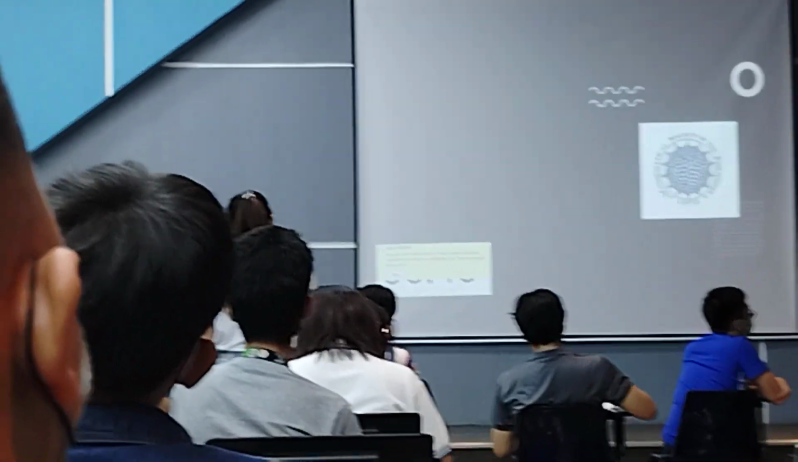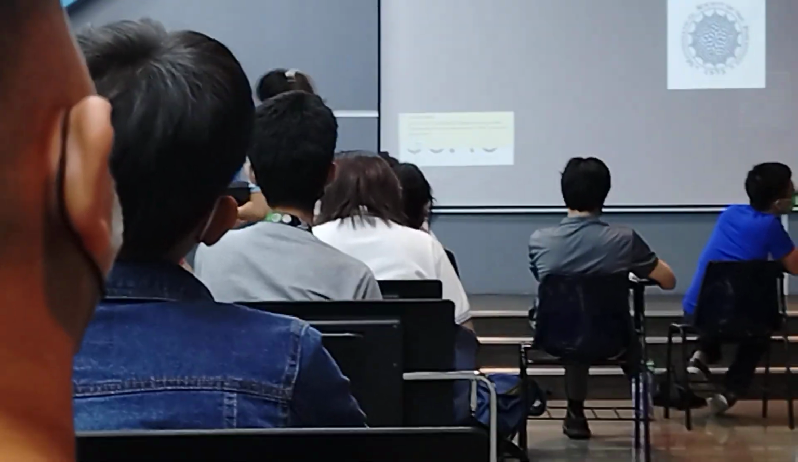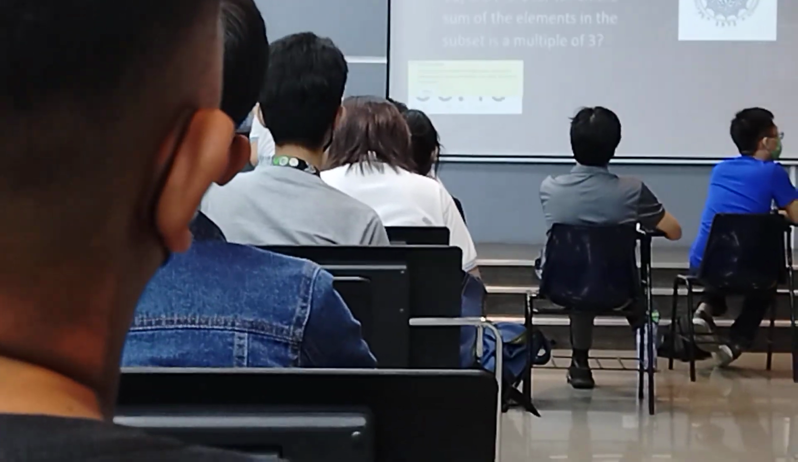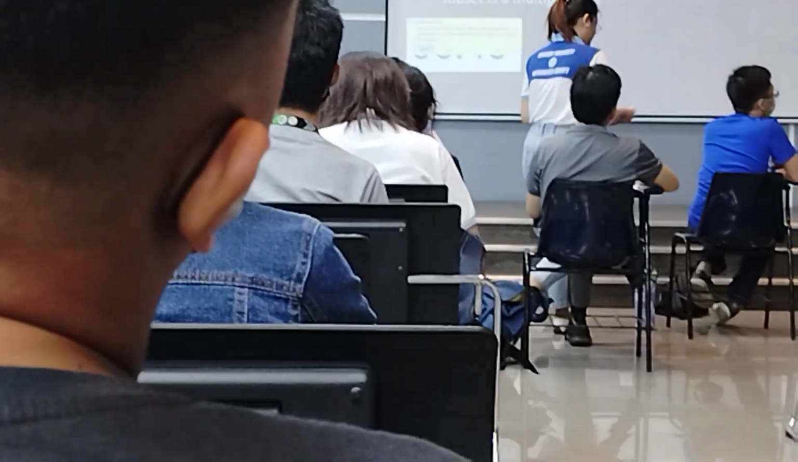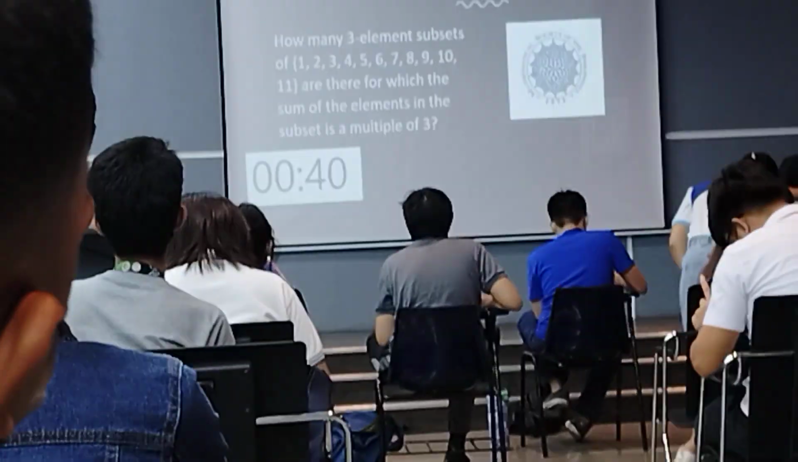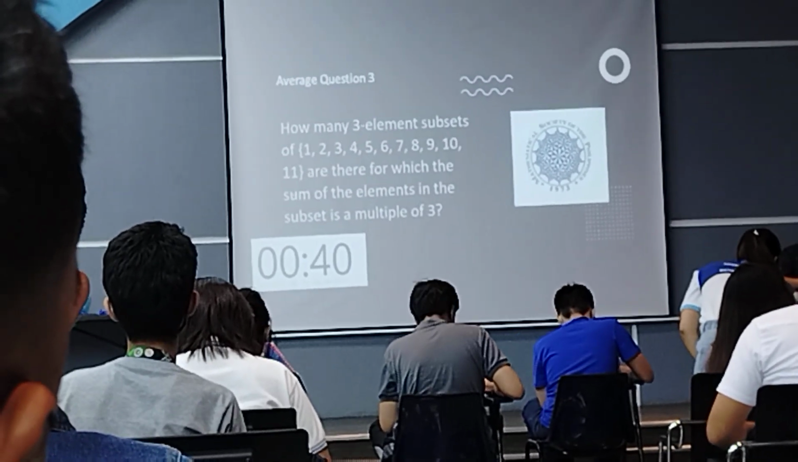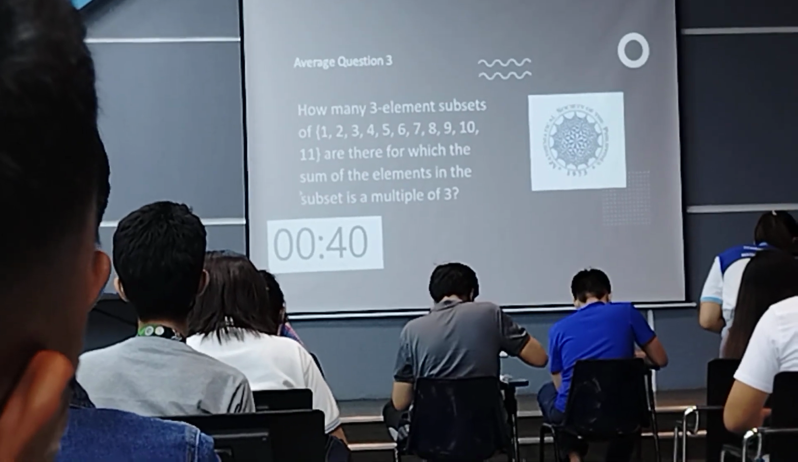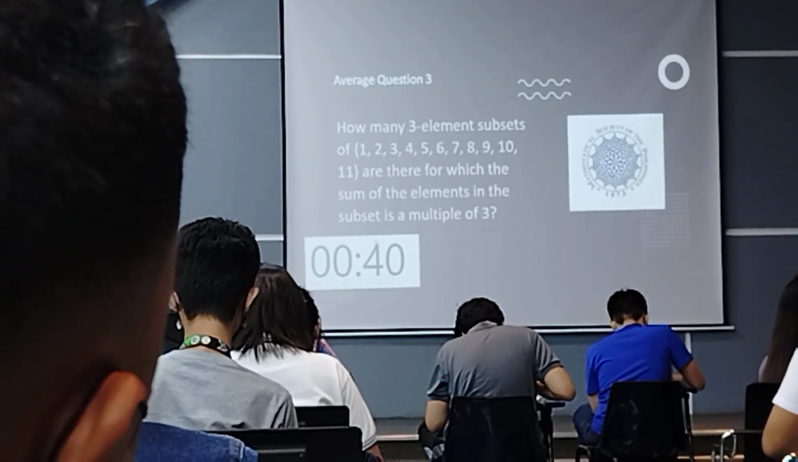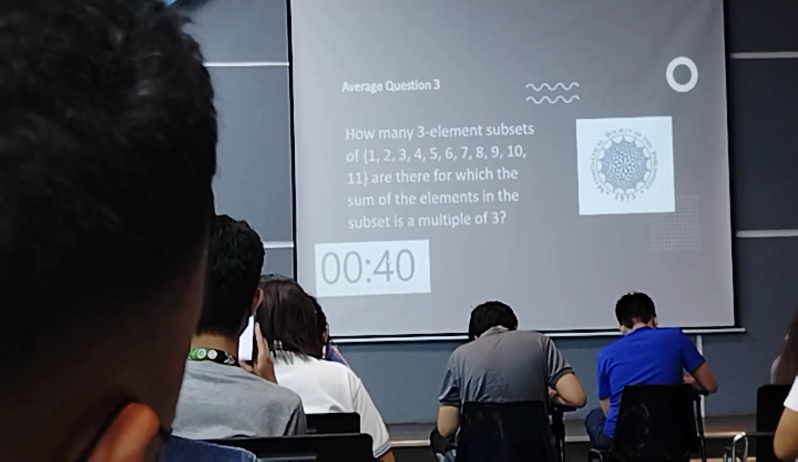Let's proceed to the third question. How many three-element subsets of 1, 2, up to 11 are there for which the sum of the elements in the subset is a multiple of 3? Let me repeat. How many three-element subsets of 1, 2, up to 11 are there for which the sum of the elements in the subset is a multiple of 3? Go.